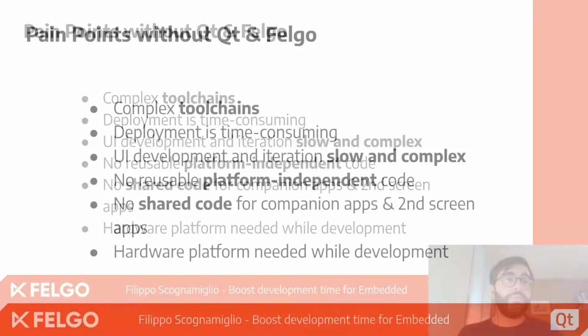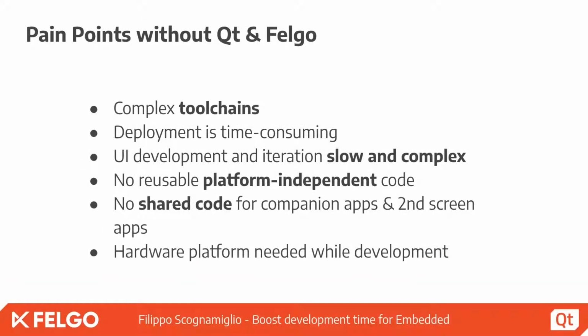The targets are, again as with Qt, mobile, desktop, and also embedded boards. So let's try to stress the pain points without Qt and Felgo. First and foremost, we have the complex tool chains. Sometimes the manufacturer provides different tool chains for different boards, so it's not very straightforward to keep track of all the updates and all the setups of the different tool chains for different boards.